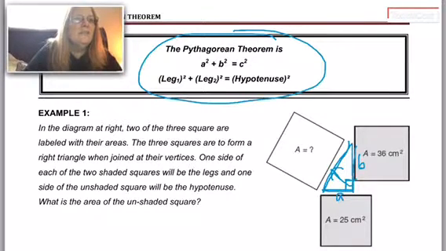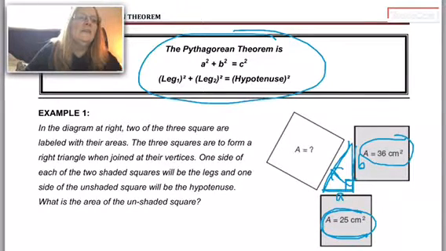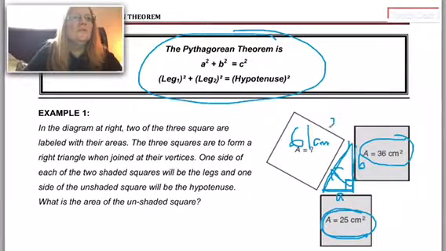Well, they have given us the square of A is 25, and they gave us that the square of B is 36. So what would be the area of the unshaded square? Well, you would just add 25 and 36, and it would be 61 centimeters squared. Okay, let's look at another example.